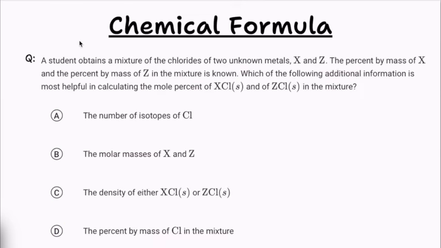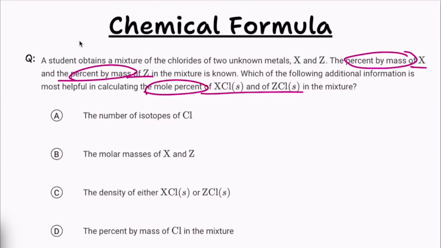A student obtains a mixture of the chlorides of two unknown metals, X and Z. The percent by mass of X and the percent by mass of Z in the mixture are known. Which of the following additional information is most helpful in calculating the mole percent of XCl and ZCl in the mixture? And A, the number of isotopes of chlorine. Well, when we deal with the mole conversion, the conversion between the mass and the molar mass, we use the average atomic mass.